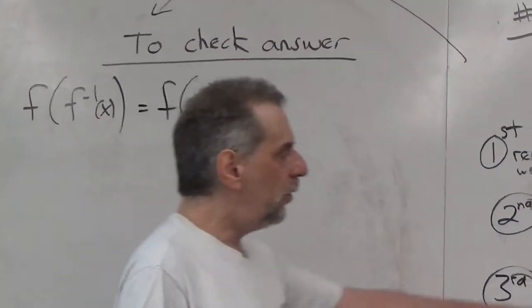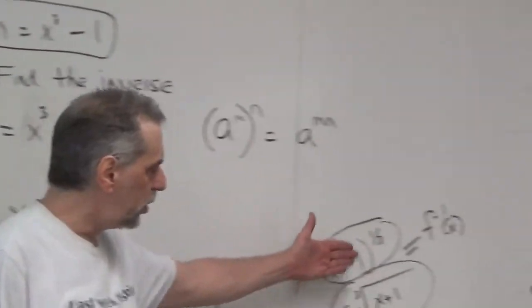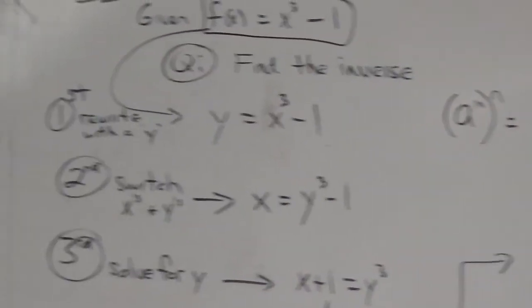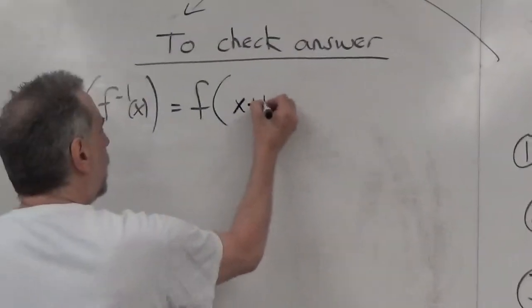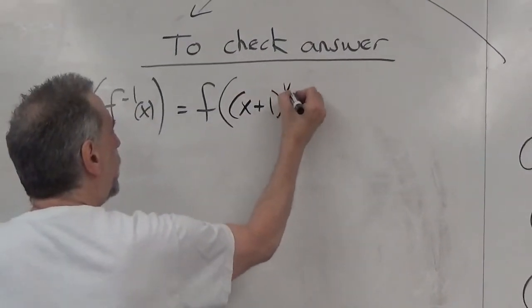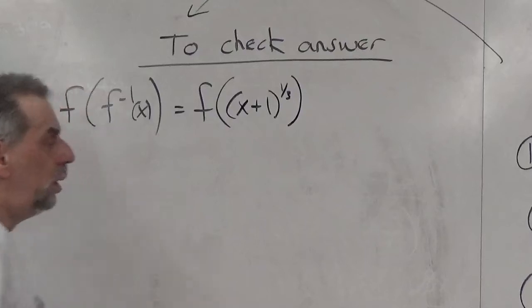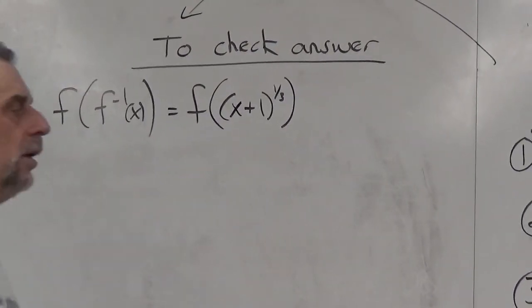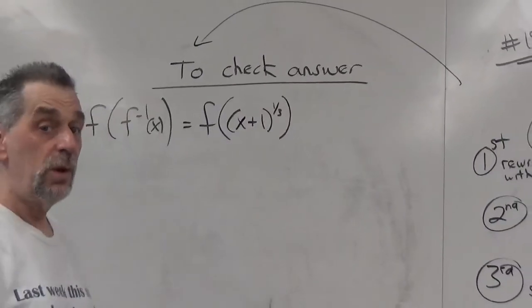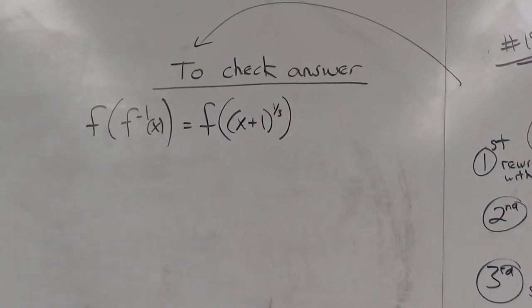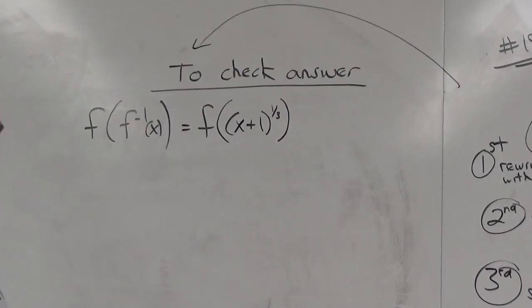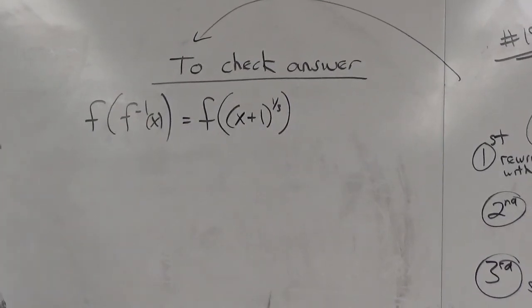All right, so what we found over here, it doesn't matter which form you use, I'll use the x plus 1 to the 1/3. You could use the cube root if you choose. Generally, in an algebra class, fractional exponents are preferable to radicals. They're easier to work with, so it's a good habit to get into using fractional exponents instead of radicals.